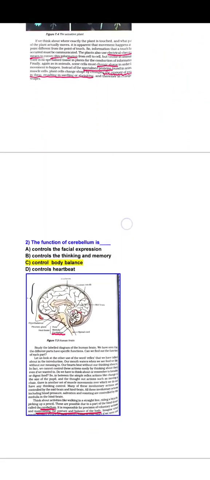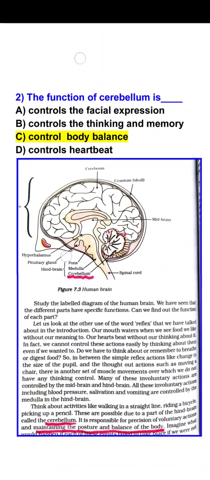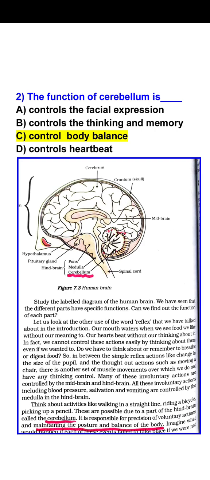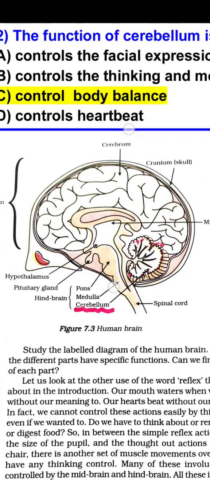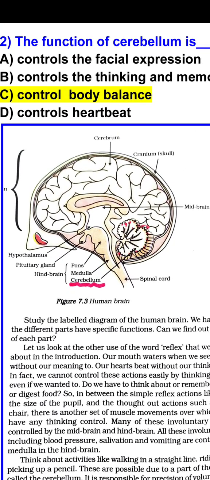Let us move to the second question. The function of cerebellum is, there are different options: controls the facial expression, or thinking, or memory, or controlling body balance, or controlling heartbeat. These all functions are related to different parts of the brain. As you know, the brain structure will be asked in the exam. It is very important from the point of view of drawing the diagram.